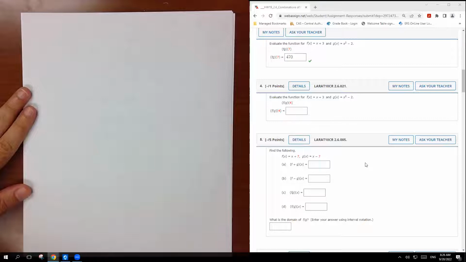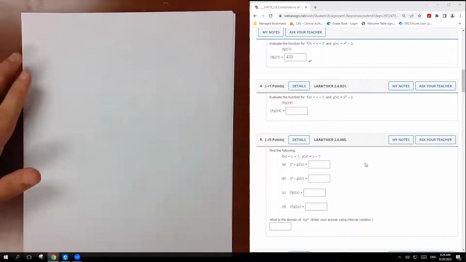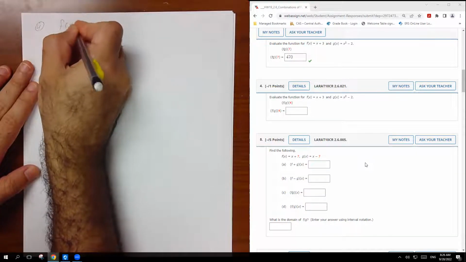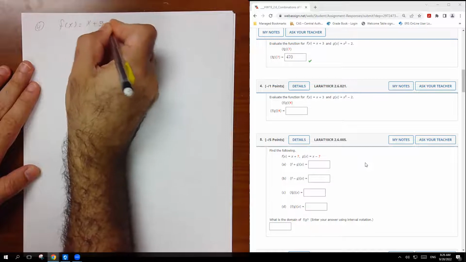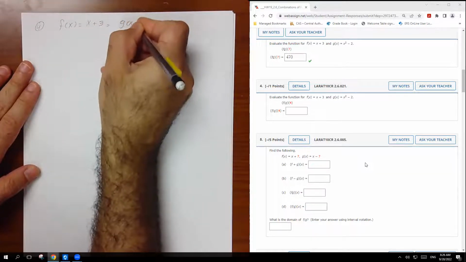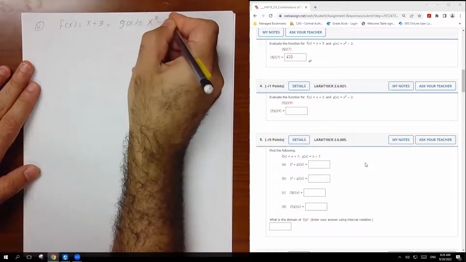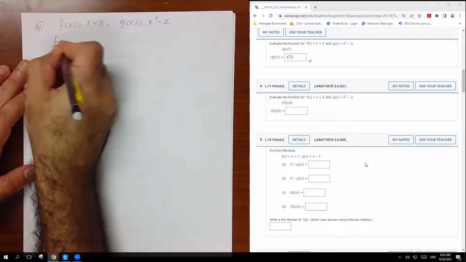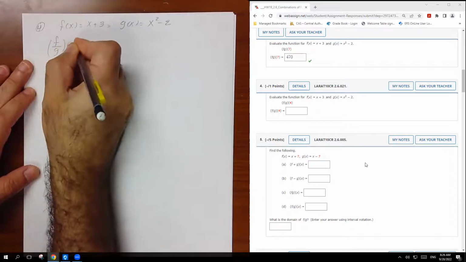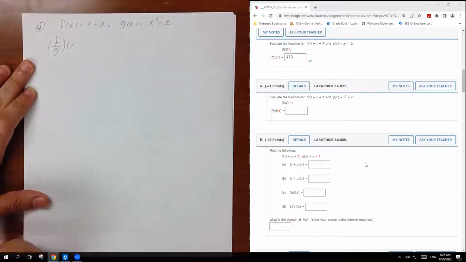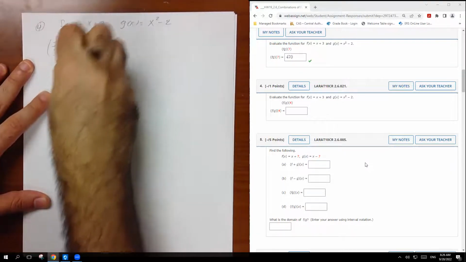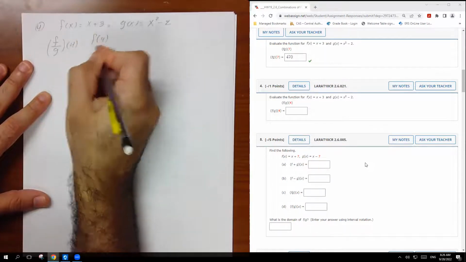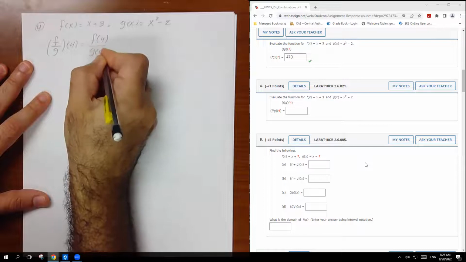We're going to do the same thing, but now with the same two functions, we do division. So for example 4, we have the same functions, f of x is x plus 3, and g of x is x squared minus 2. Now we need to find (f divided by g)(4), which is equal to f(4) divided by g(4).